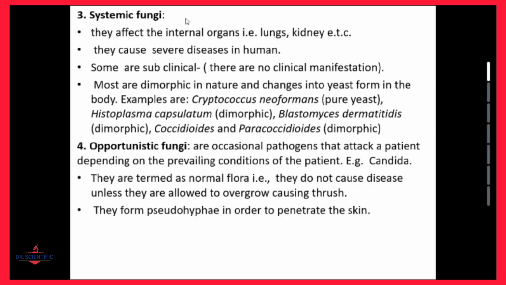So from there, there are quite a number of examples of these systemic fungi. We have Cryptococcus neoformans, which is what we call a pure yeast. We have Histoplasma capsulatum, dimorphic. We have Blastomyces dermatitidis, what we call dimorphic, and Coccidioides or Paracoccidioides, which are also dimorphic fungi.